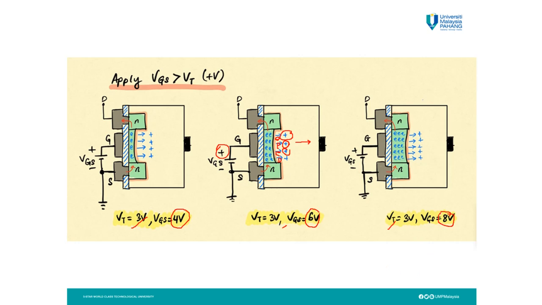So we increase to VGS equal to 8 volt, so the channel is bigger than the previous one. So it will result in more current. The current is getting higher compared to the previous one.